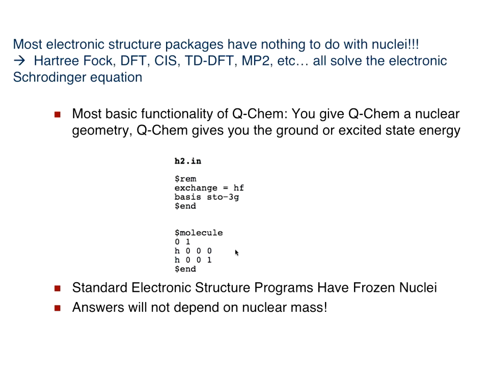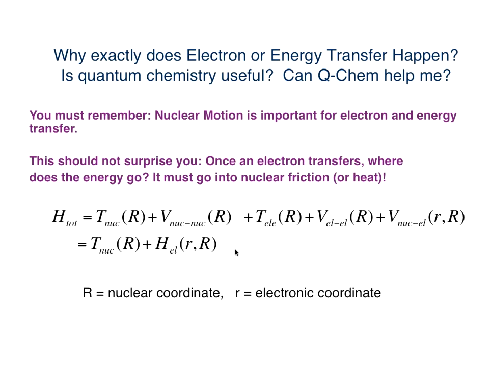And all of the methods that we're used to using from Q-Chem, of course, and any electronic structure package, Hartree-Fock, DFT, CIS, MP2, they're all about solving the electronic Schrodinger equation. They have nothing to do with nuclear motion in any way. Now, it's important to remember that for the problems we're talking about here, electron energy transfer, nuclear motion is absolutely paramount. And of course, that shouldn't surprise you.